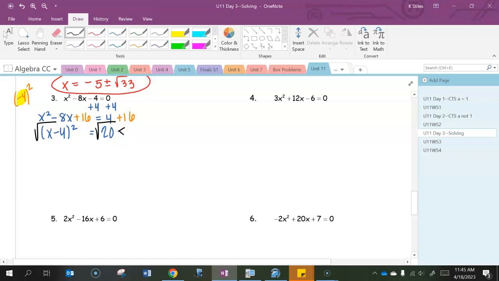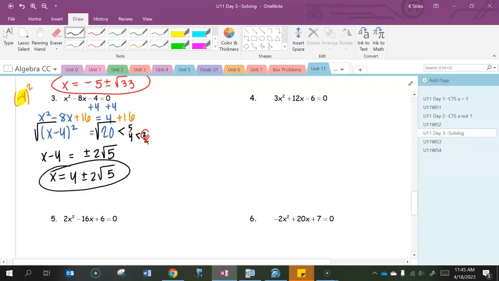And 20 is something we can break down. So we're going to go ahead and do a tree for this. I'm going to do 5 and 4, 2 and 2. And I have a pair of 2's, and the 5 doesn't have anybody. So my x minus 4 comes down. Don't forget about your plus or minus, and this will be a 2 root 5. And then finally, I'm going to go ahead and add my 4 over. And that's just going to go in front. Okay. And there you go. That's your answer.